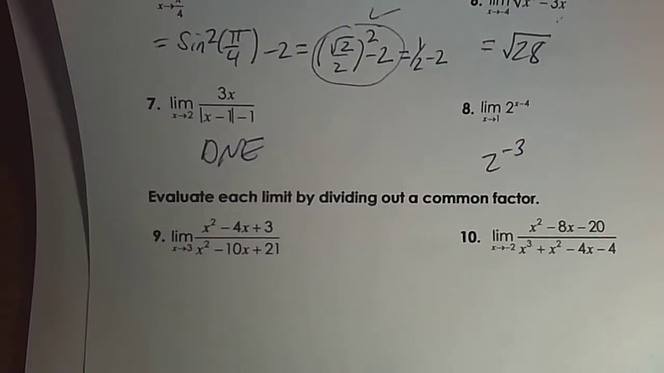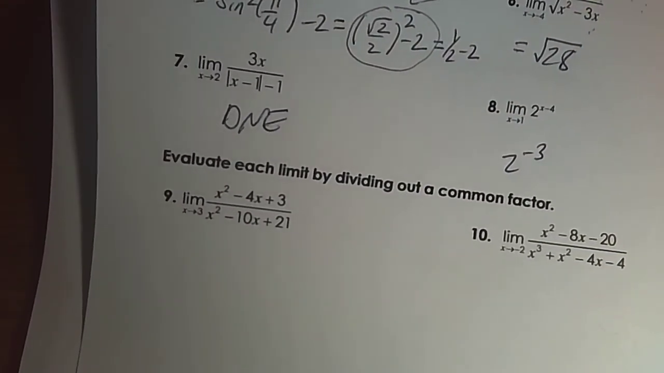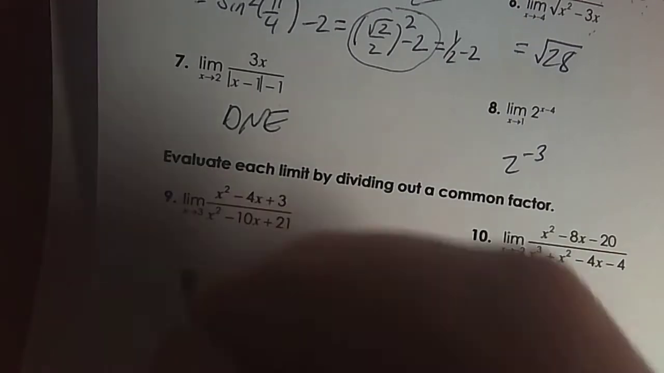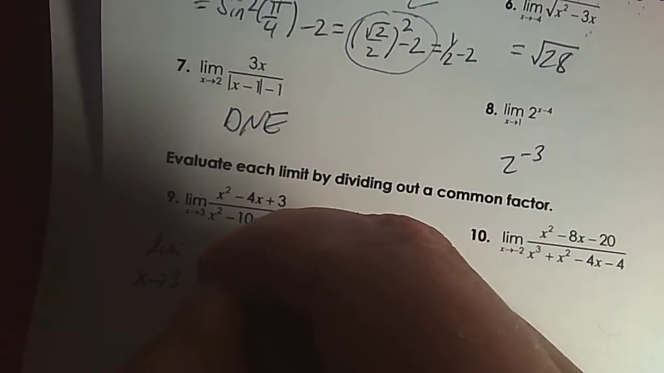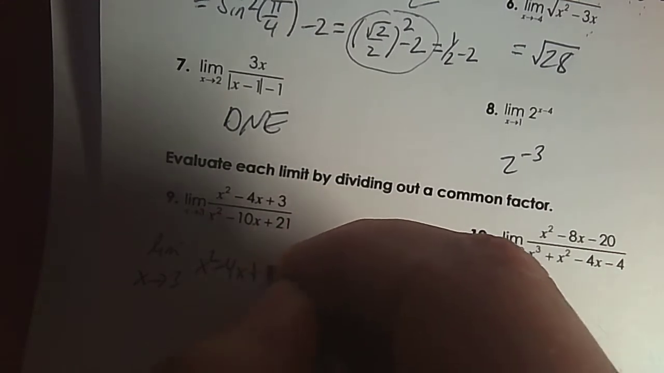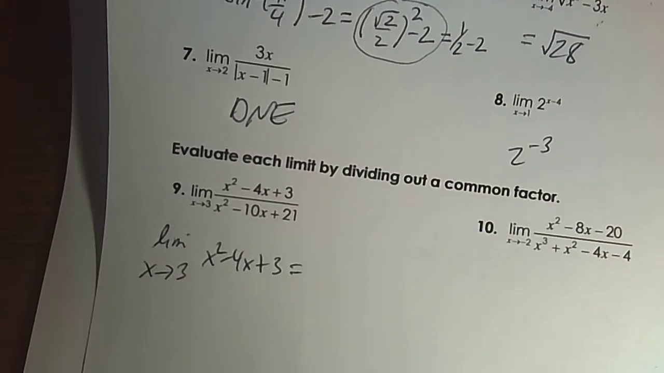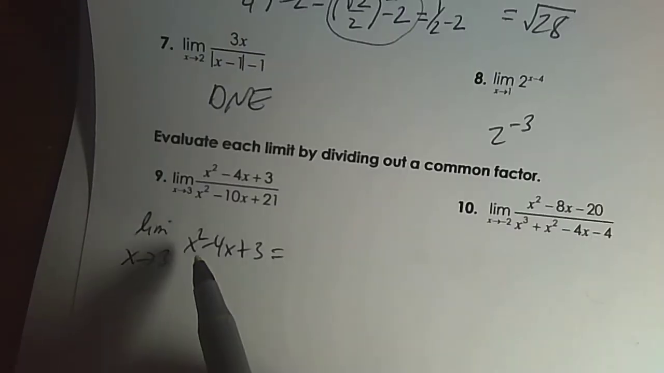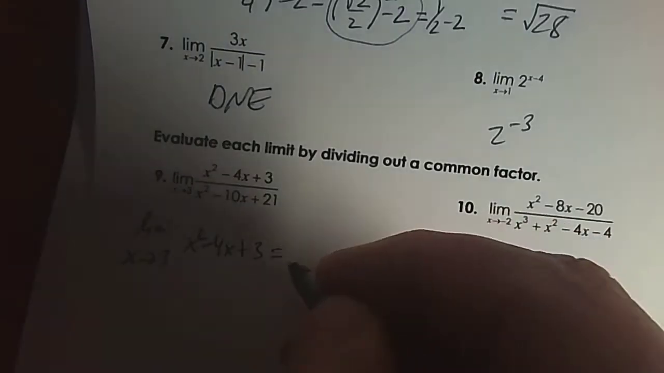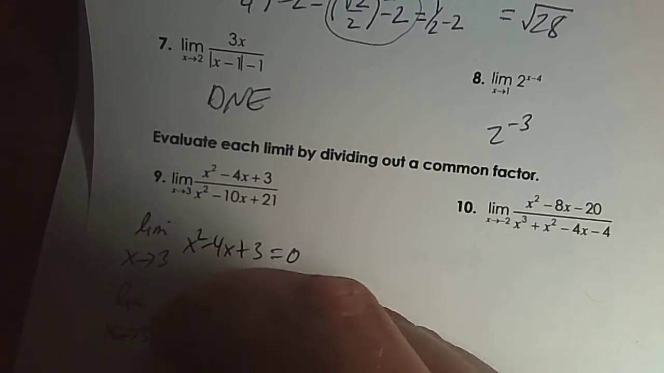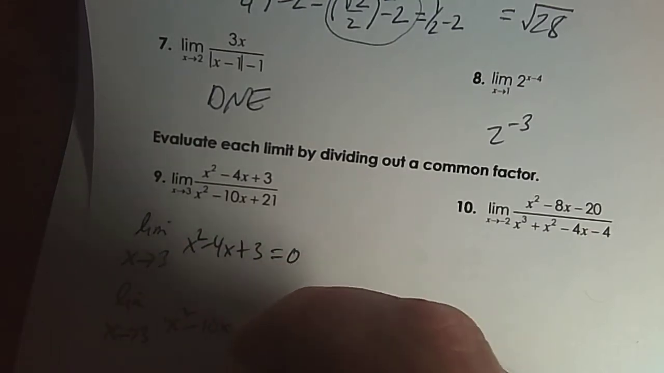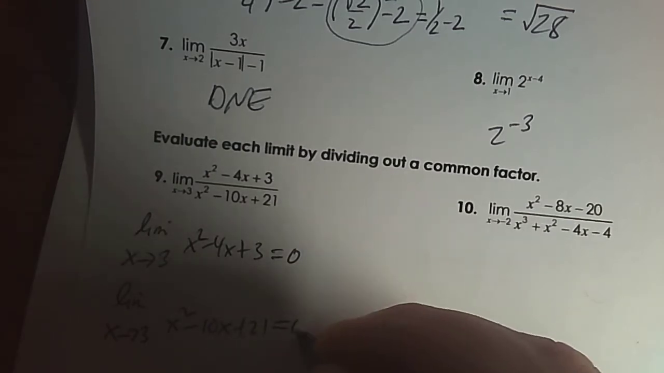All right, number 9. If I plug in, and I'm going to do it for this one, the limit as x approaches 3 for x squared subtract 4x plus 3. So just the numerator. If I do it just for the numerator, it's 9 take away 12 plus 3. It's 0. If I separate it for the denominator, x squared minus 10x plus 21, you're going to get the same answer.